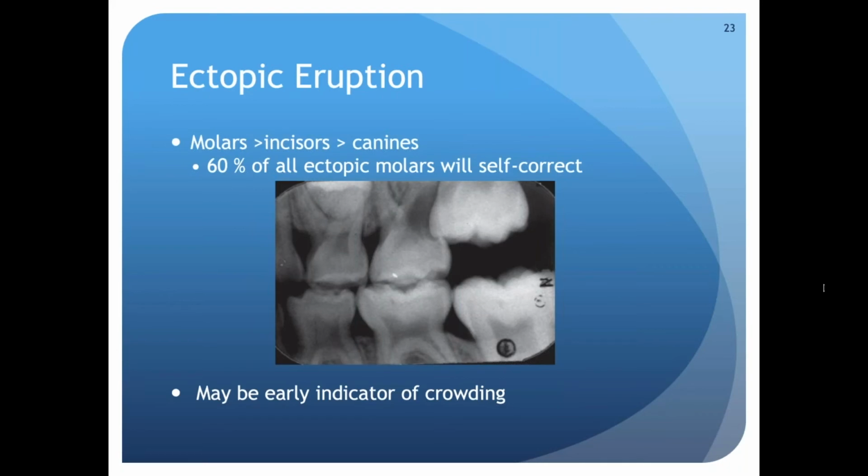And why is that bad? Well, if we lose that root structure from resorption, then we're going to lose that tooth early, and that 6 can drift into that space and block out our premolar. So it can be an early indicator of crowding, and that's why it's good to get some screening radiographs, and this would be seen on a bite wing normally to look for these sorts of things.